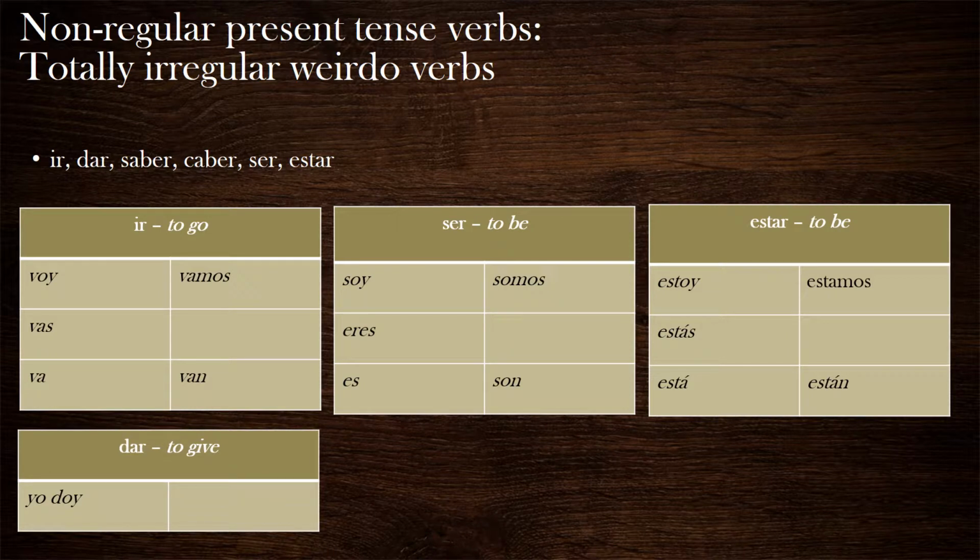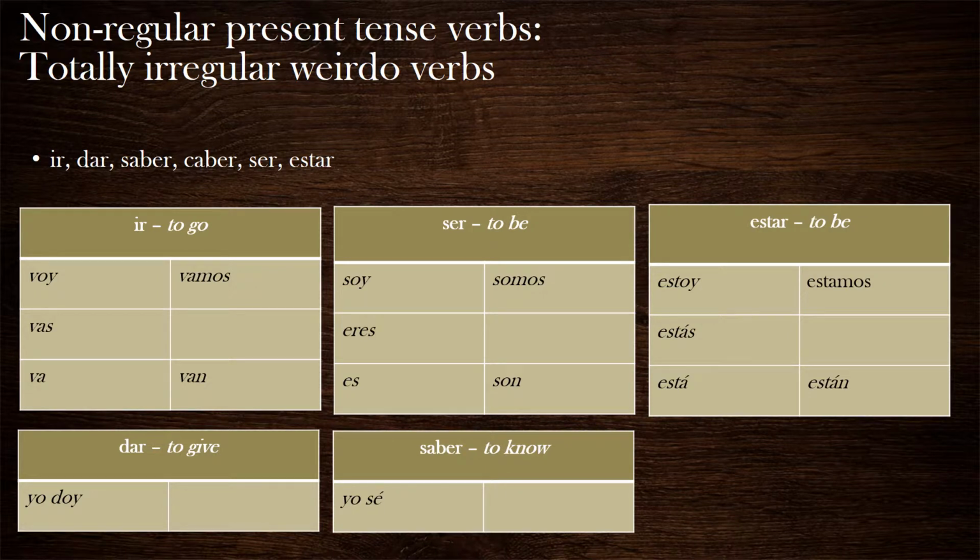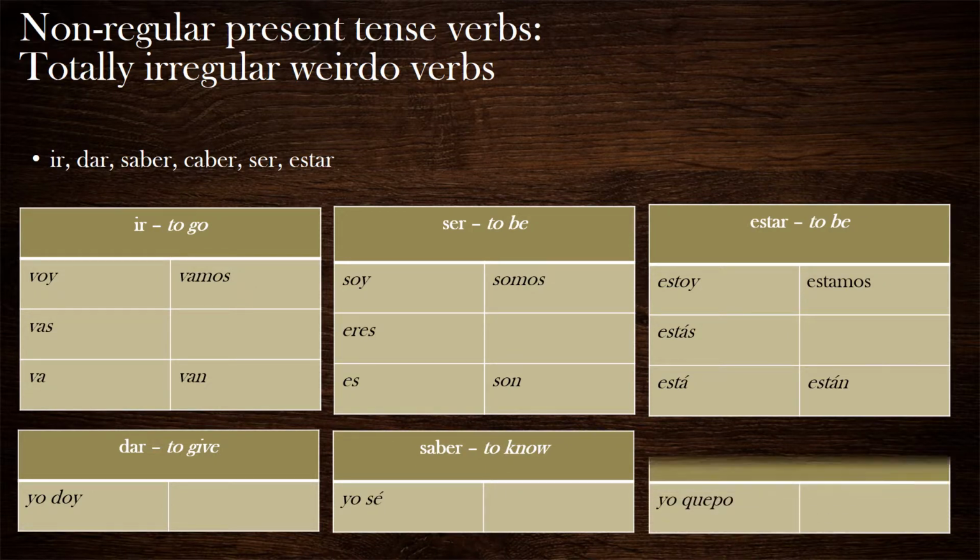Dar is doy, but then the rest of it is regular, so not too bad. Saber is sé, with an accent, then the rest of it's regular. And caber, for some reason, is yo quepo, Q-U-E-P-O. The rest of it's regular.